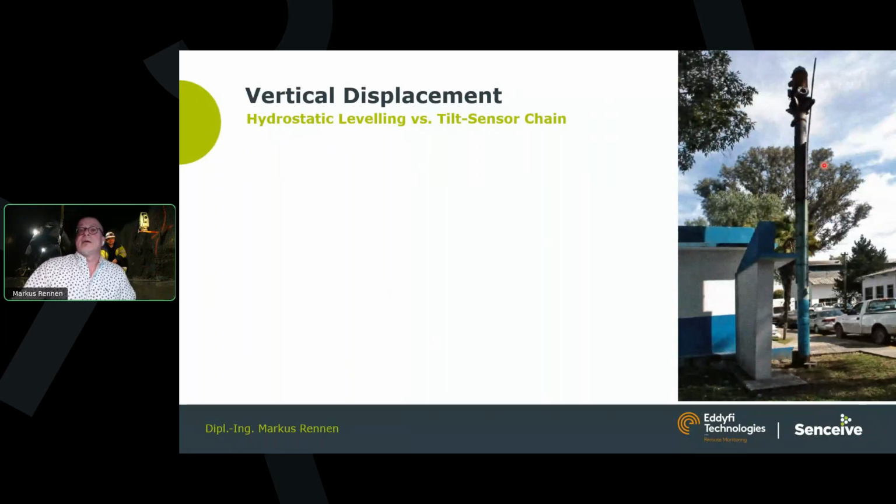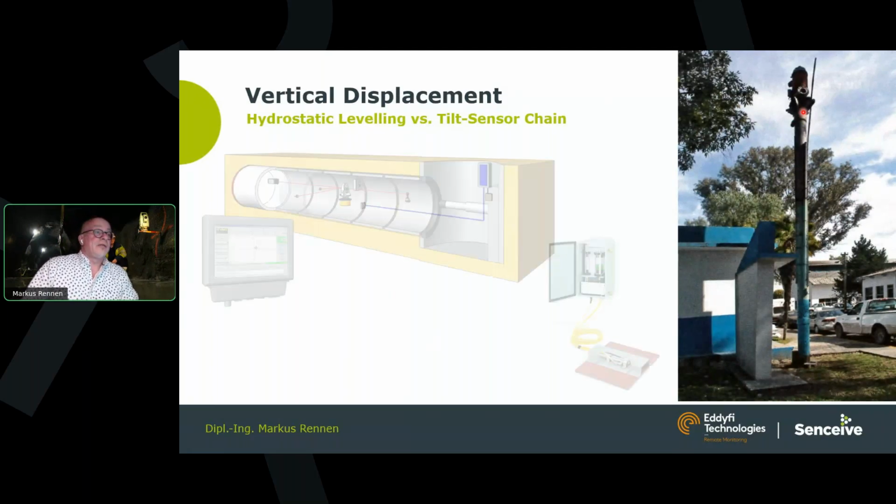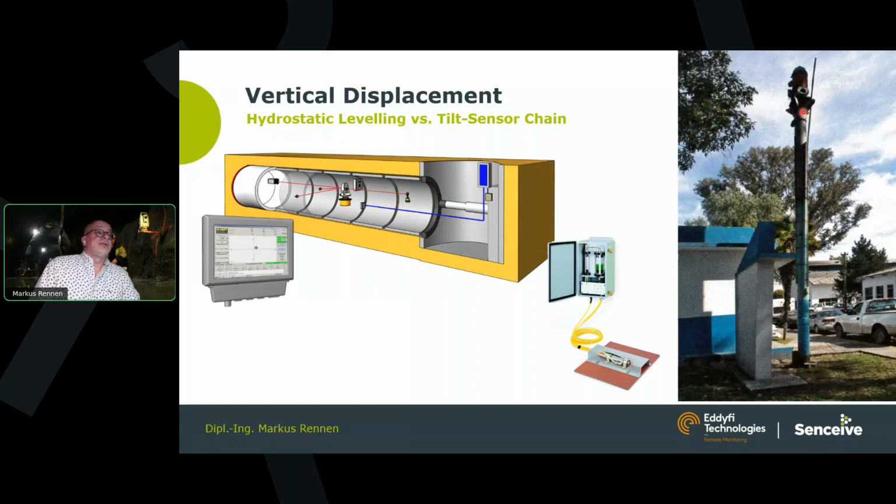This is a part of the Emisor Oriente in Mexico City, what the situation of water tunnels was there. And for this kind of measurement, one could use, this is a picture I stole from VMT, hydrostatic leveling systems, basically using the water static height difference, the pressure, to measure the vertical displacement.